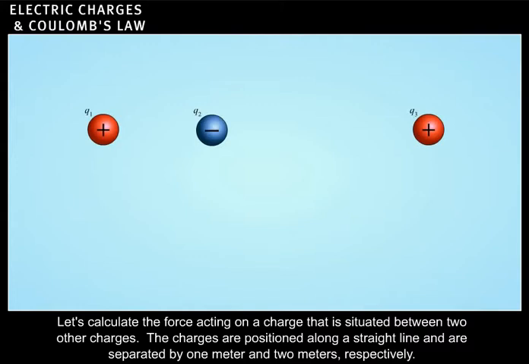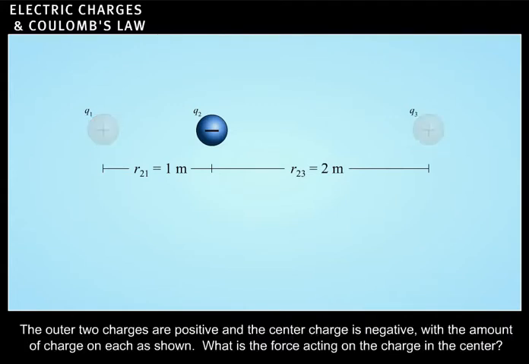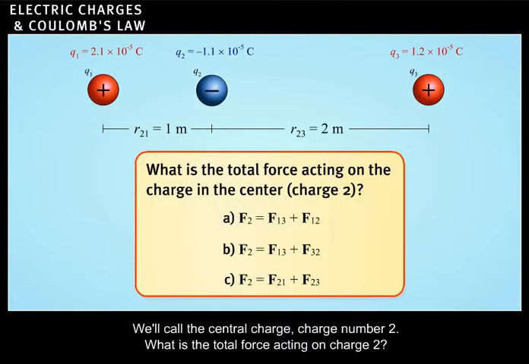Let's calculate the force acting on a charge that is situated between two other charges. The charges are positioned along a straight line and are separated by 1 meter and 2 meters respectively. The outer two charges are positive and the center charge is negative, with the amount of charge on each as shown. What is the force acting on the charge in the center? We'll call the central charge charge number 2. What is the total force acting on charge 2?